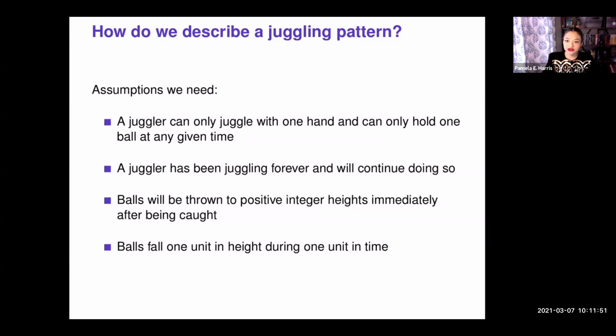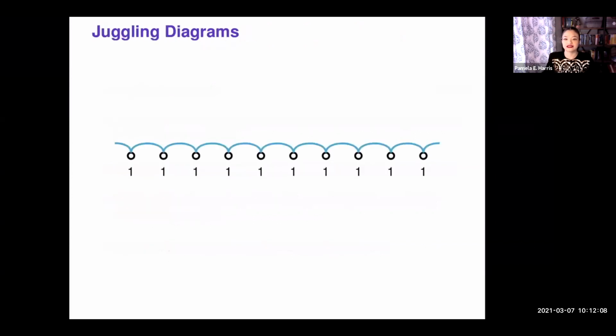The other thing we're going to do is assume that for every 1 unit in time, whatever you decide that is, the object lowers in height by also 1 unit. Okay? All right. So with those assumptions, here's our first very simple juggling diagram.